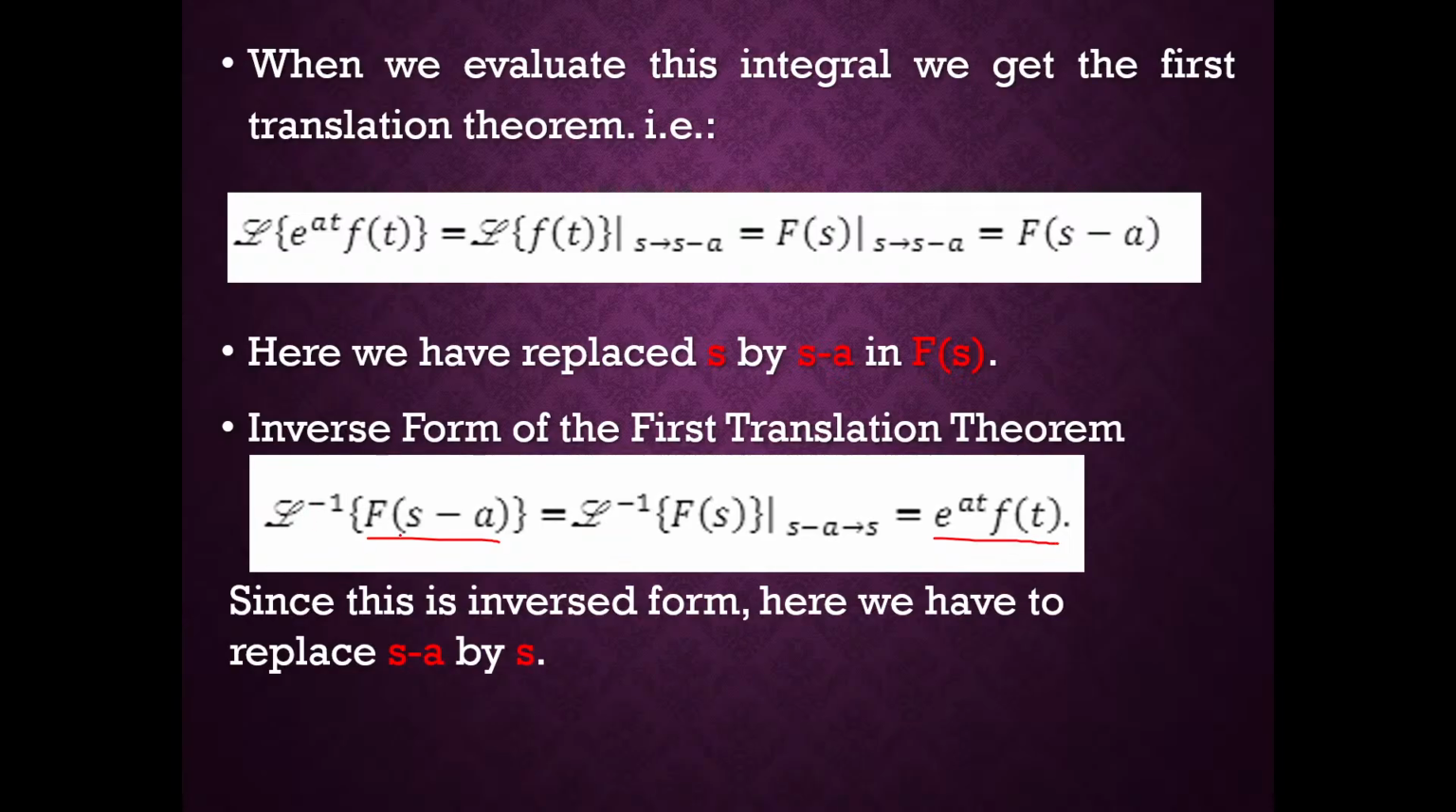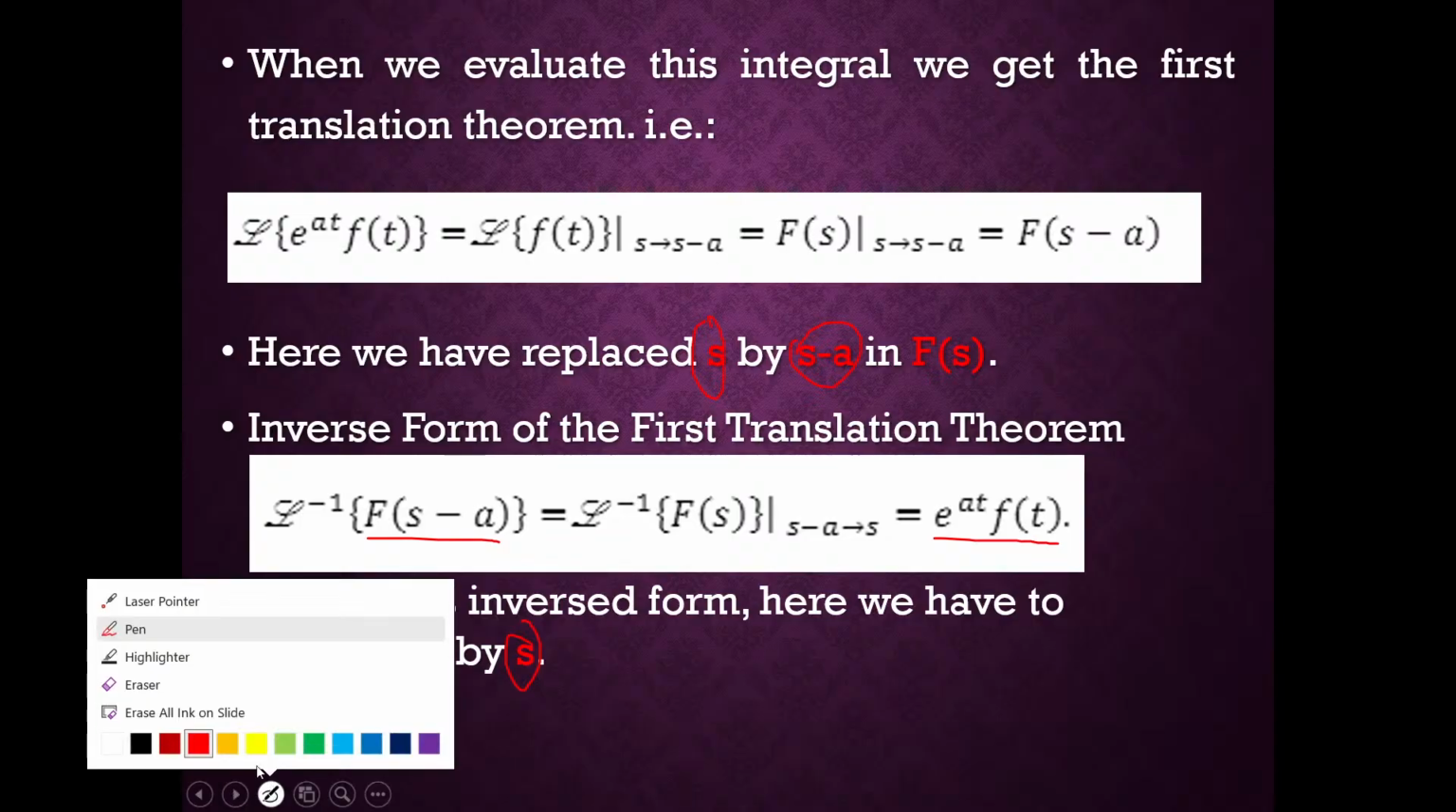So inverse Laplace of f of s minus a, you will get e power at f of t. So in inverse Laplace, what is happening? S minus a is replaced by s. In Laplace, what is happening? S is replaced by s minus a. Okay, so that is the difference here.